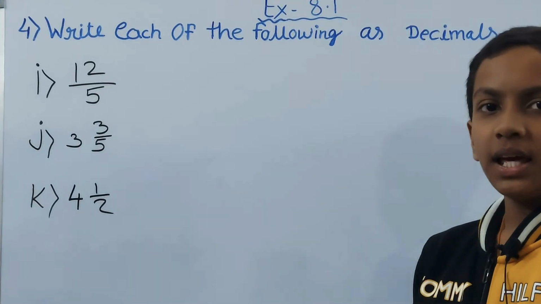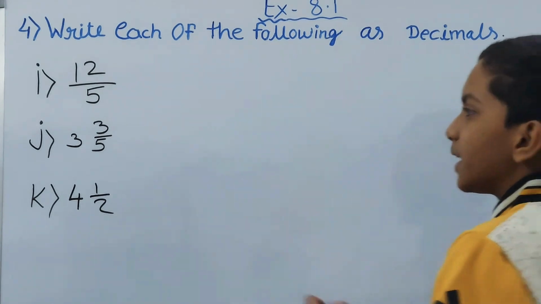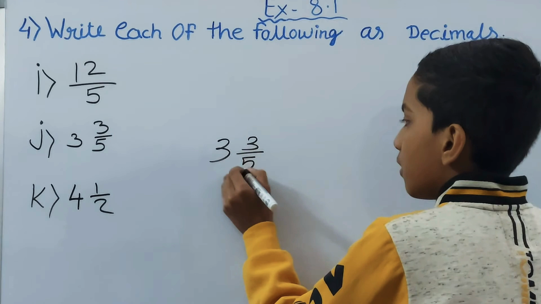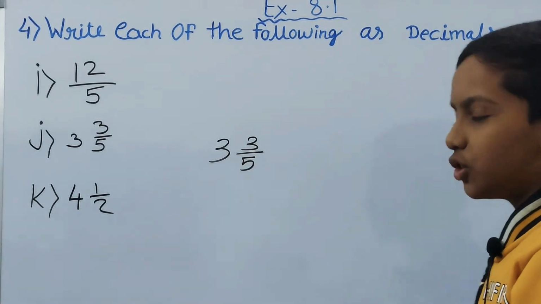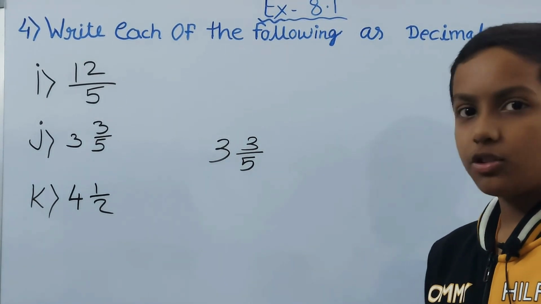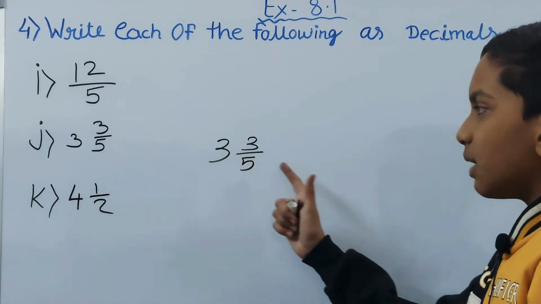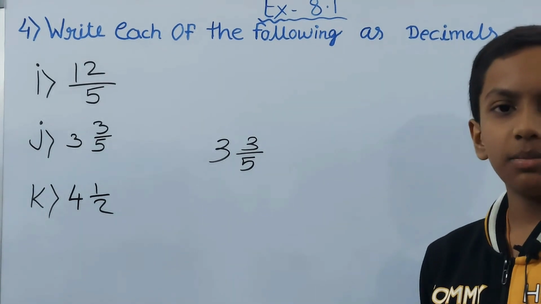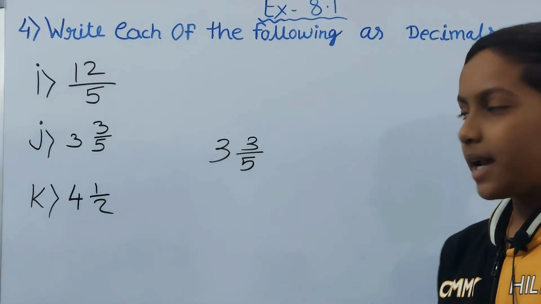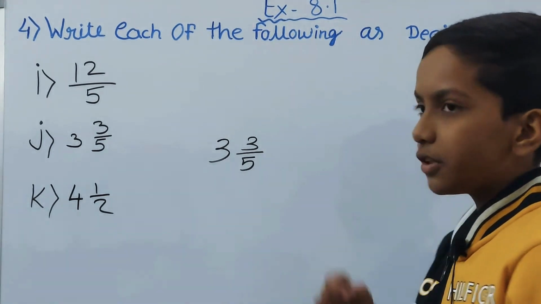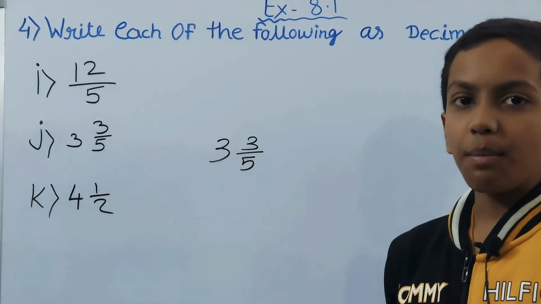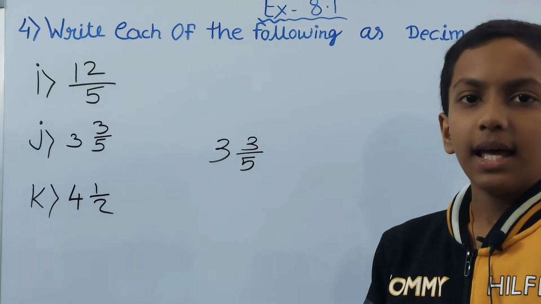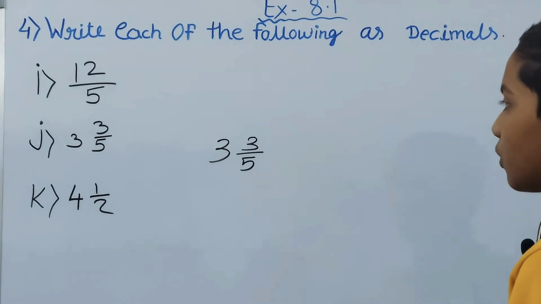Let's solve the J part. So this J part is 3 wholes and 3 upon 5. Now friends, there are 2 methods to solve this. One that I told you: you separate the whole number and the proper fraction, convert the proper fraction into a decimal, and then add them. And the other method is that you convert your mixed fraction to an improper fraction and then convert that improper fraction to a decimal. So that's what we are going to do over here.